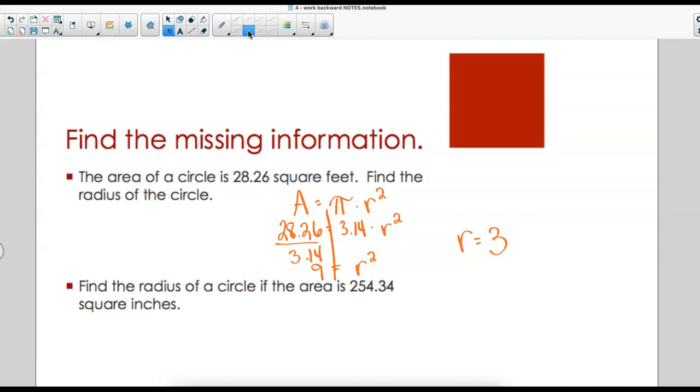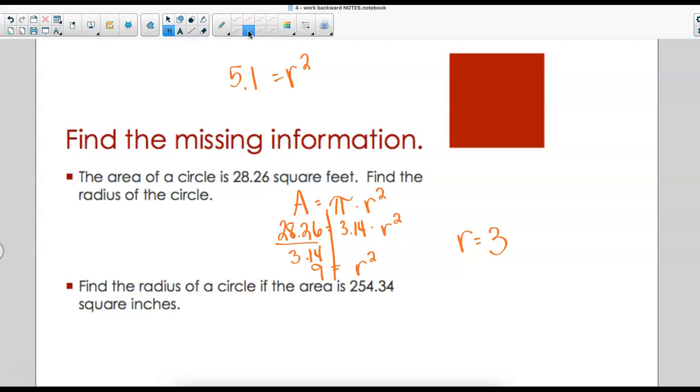Now, some of you figured that out in your head. You just knew, well, what number squared would give you 9? In this case, it's 3. But what if it's not so nice? What if we end up with something like r squared equals 5.1? I'm not going to be able to do that in my head. What am I going to do then? Use my calculator. How am I going to use my calculator?